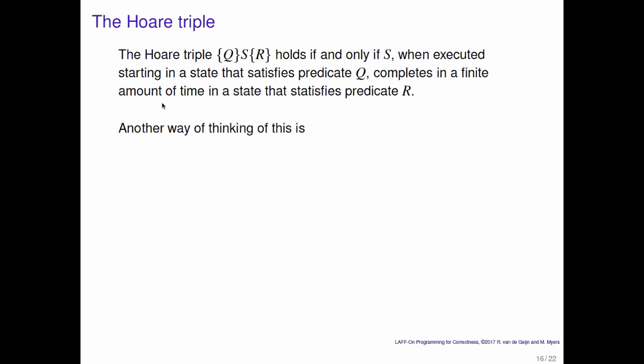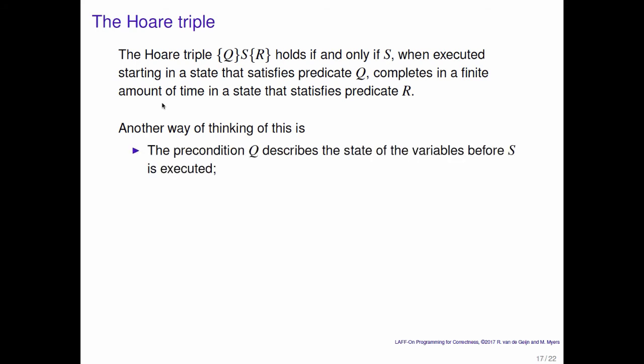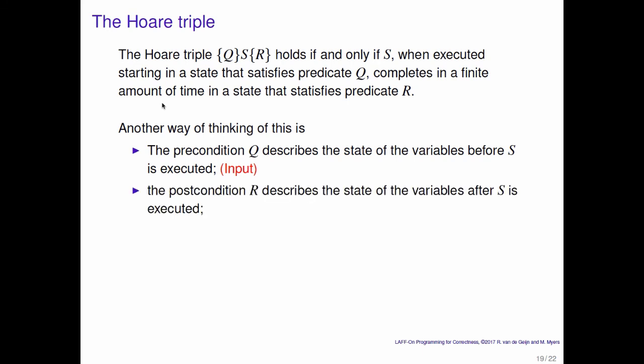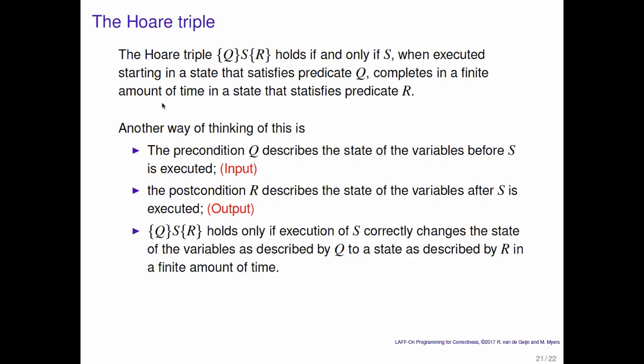Here's another way of thinking about this. The precondition Q describes the state of the variables before S is executed. In other words, it describes what must hold about the input if S is to be executed. The postcondition R describes the state of the variables after S is executed. In other words, it says something about the output of statement S. And then QSR, the Hoare triple, holds only if execution of S correctly changes the state of the variables as described by Q to a state as described by R in a finite amount of time.